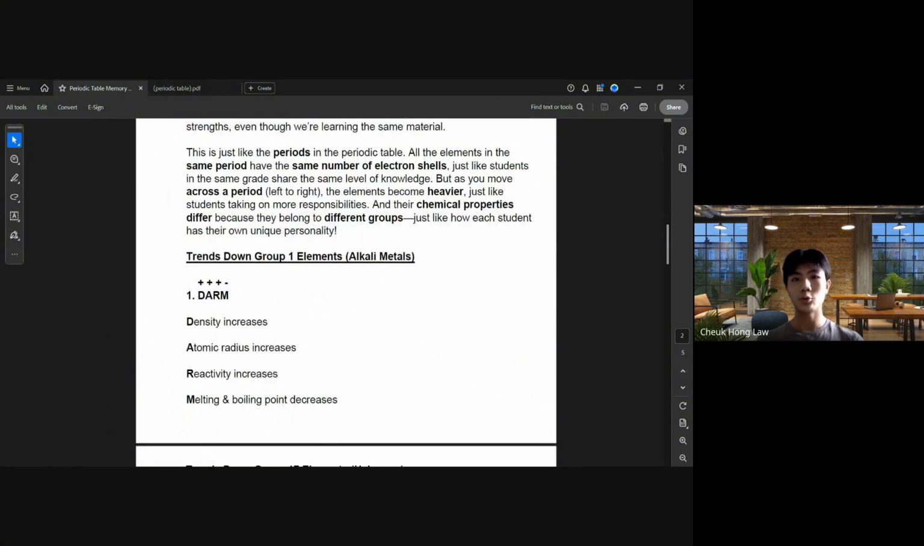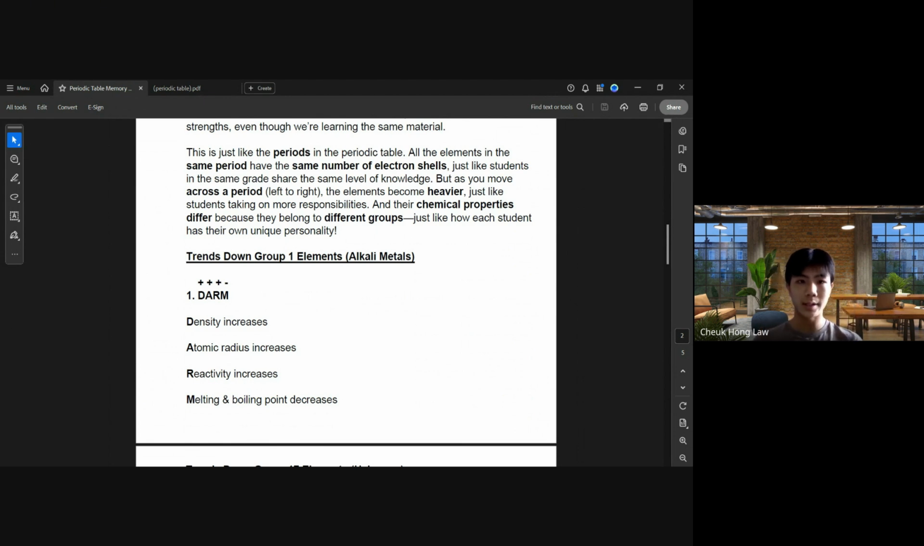All right, moving on to trends down group 1 elements. This one, some people find it hard to remember, so I have a memory shortcut for you guys. Firstly, group 1 elements are called alkali metals. And there are some trends down the group, specifically 4 trends down the group that you need to know.